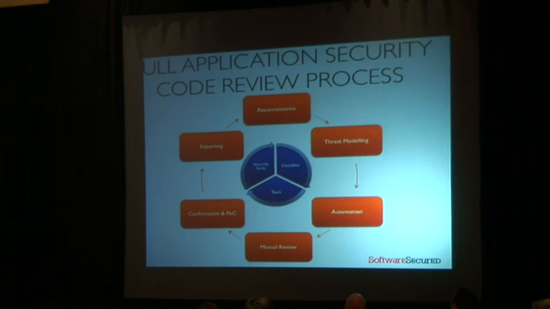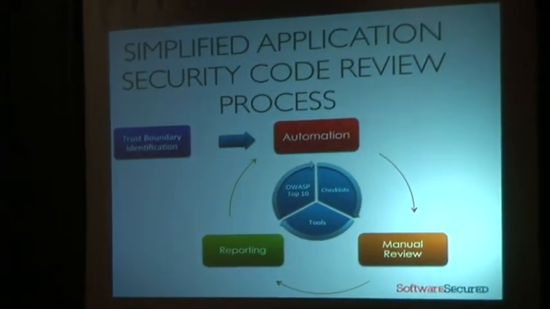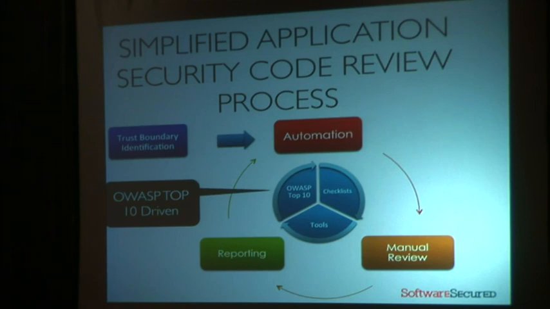That doesn't look very simplified, does it? This is not what we're discussing today. We are discussing today a whole lot simpler approach towards security code reviews. There are only four steps in this simplified security code review: trust boundary identification, automation, manual review, and reporting. And at the center of that lies OWASP Top 10.